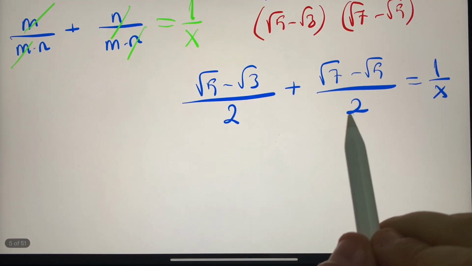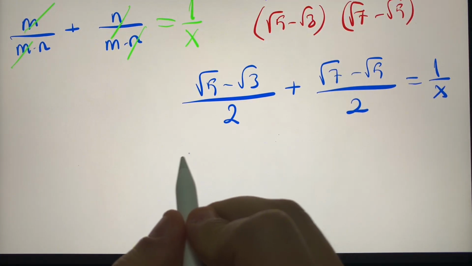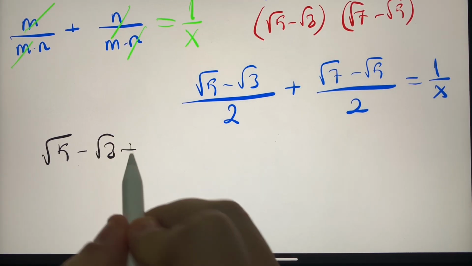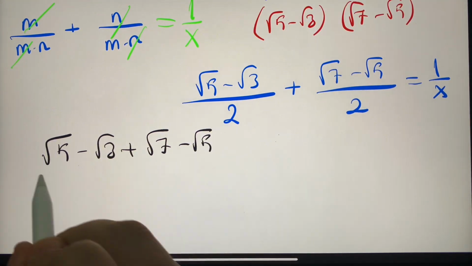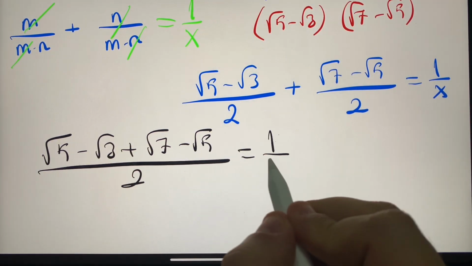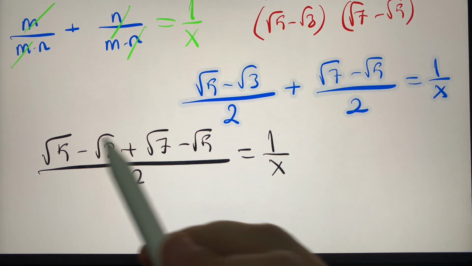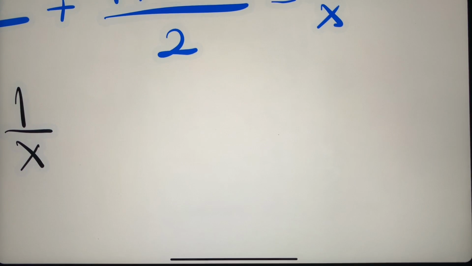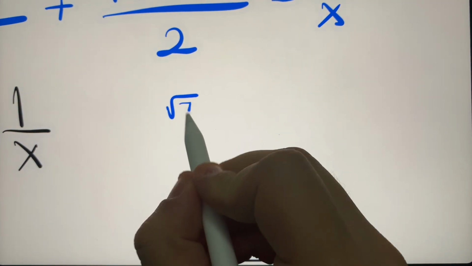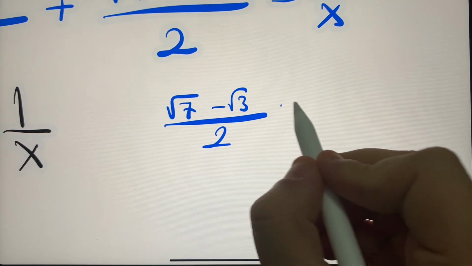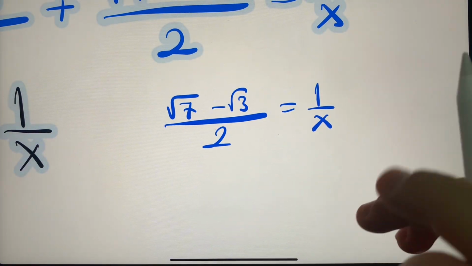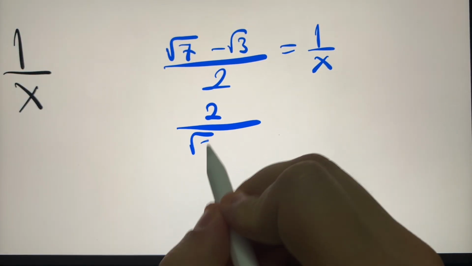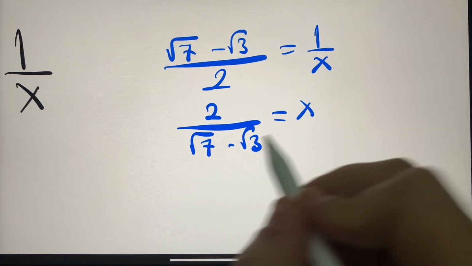Because the denominators are the same, I can write them over a common denominator: root 5 minus root 3 plus root 7 minus root 5, divided by 2. If you pay attention, root 5 and minus root 5 simplify each other. What will come from here? Root 7 minus root 3 divided by 2 is equal to 1 divided by x. Of course, we need to do a somersault: 2 over root 7 minus root 3 equals x.